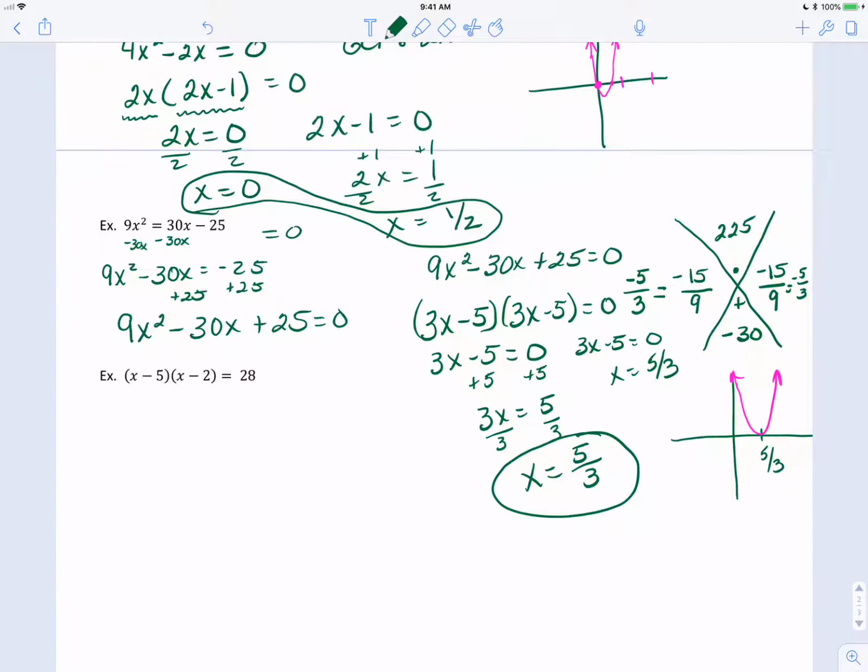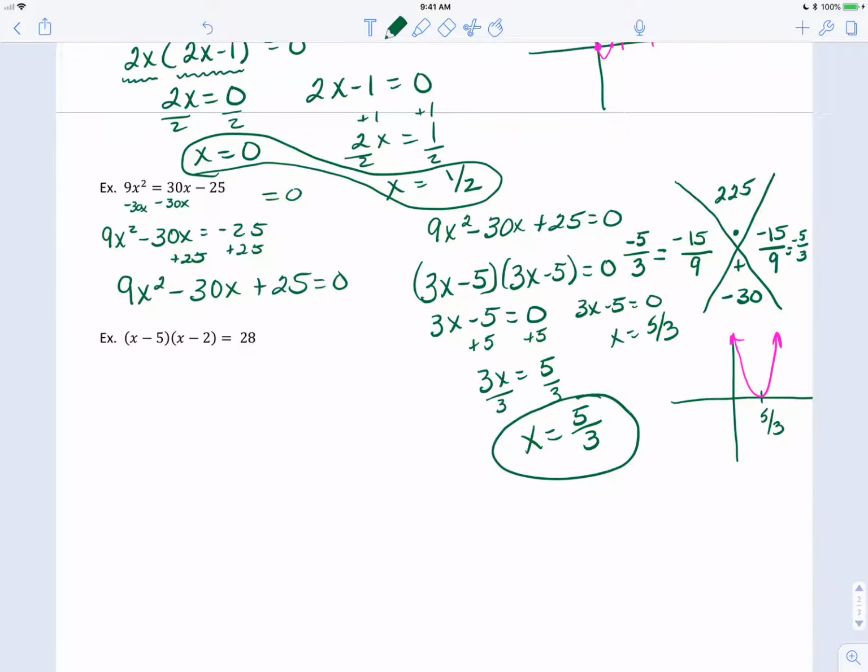Okay, so last example, let's just make sure we remember these things have to equal 0 before we factor them. So even though this is written in two binomials that look like it's factored, that's not good enough. We've got to get that 28 over to the other side. Well, the only way we can do that is if we multiply out these two binomials. So we're just throwing everything we've learned this whole semester in this one equation.